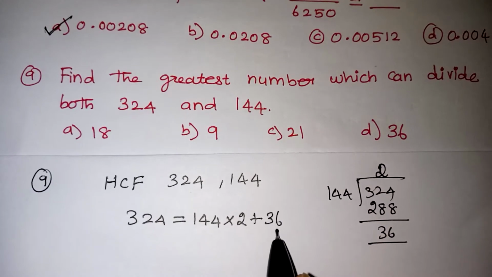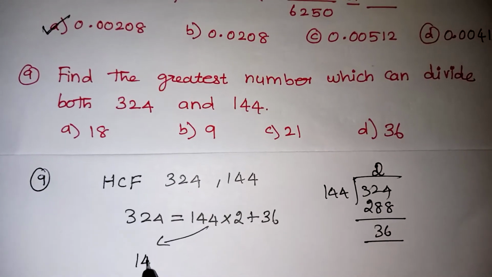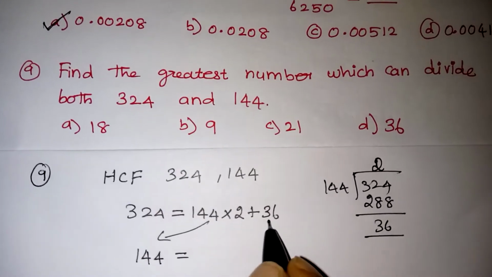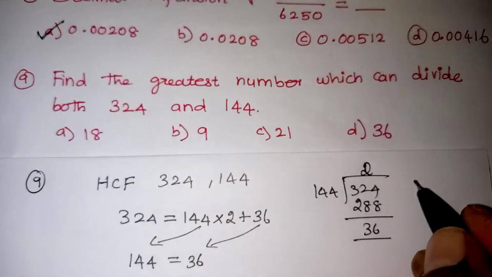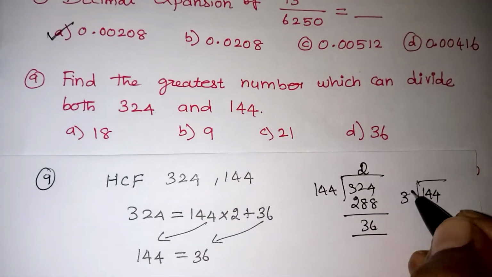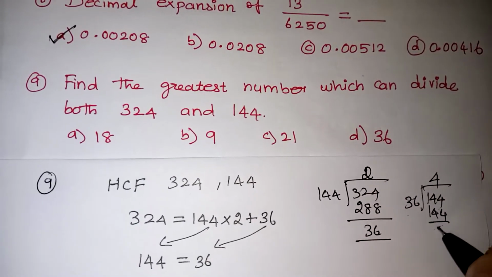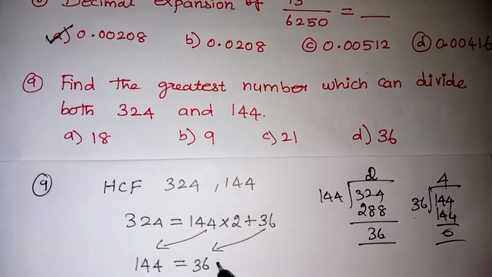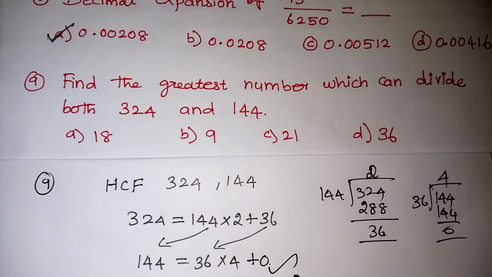Since we are not getting 0 here, do it once again. Now 144 will be taken as the dividend and this 36 will be taken as the divisor. Again the division. Now 36 4s are 144. The remainder is 0 now. So 36 into 4 plus the remainder 0. Here we reached the remainder 0.